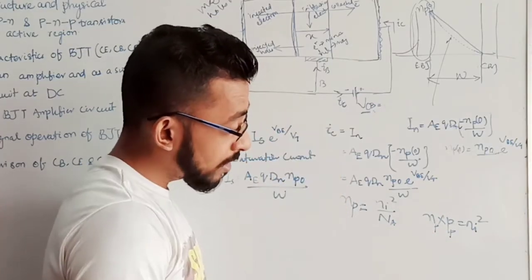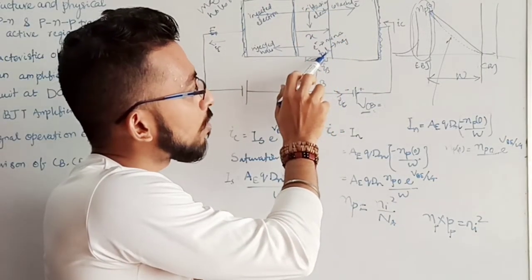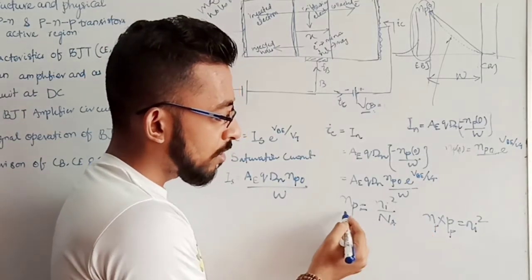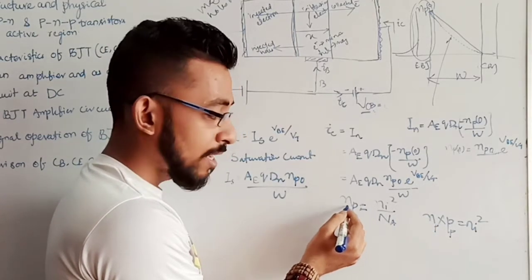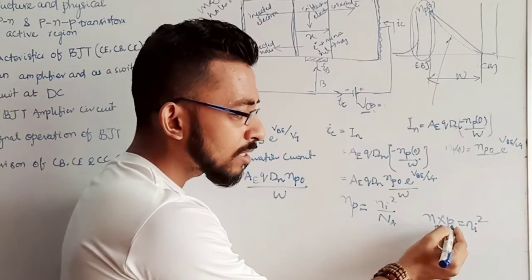Now, what is the majority carrier over here? This is the p type material, so our majority carrier is nothing but holes. What is the minority carrier? That is electron. So this is the minority carrier, which we find as Ni square upon Pp, where Pp is the holes at the p side.